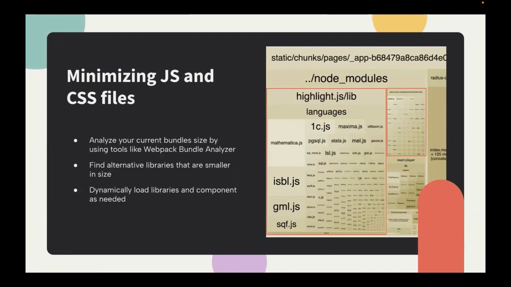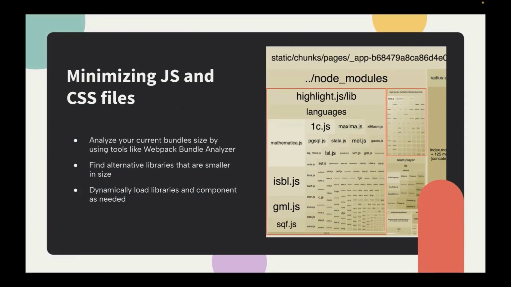The next thing to watch out for and try to improve is minimizing your JavaScript and CSS files. So the smaller your file sizes are, the easier and faster it is for your users to download them as they're trying to load the page. So what I usually like to do is start off by analyzing your current bundle size. And you can use something like Webpack Bundle Analyzer to do that.